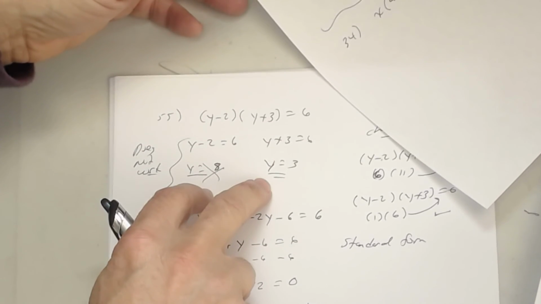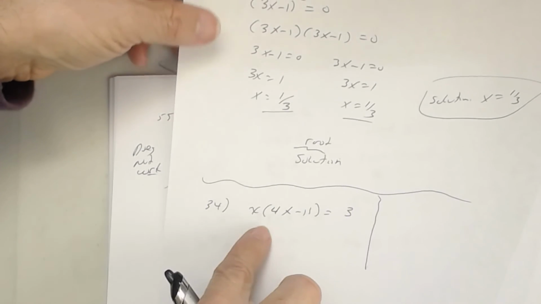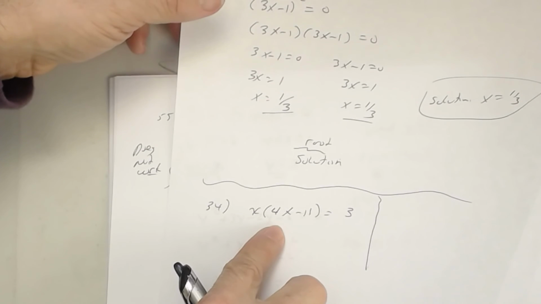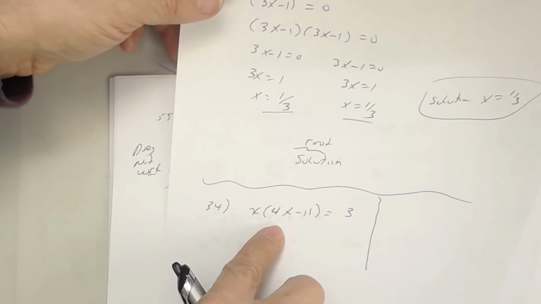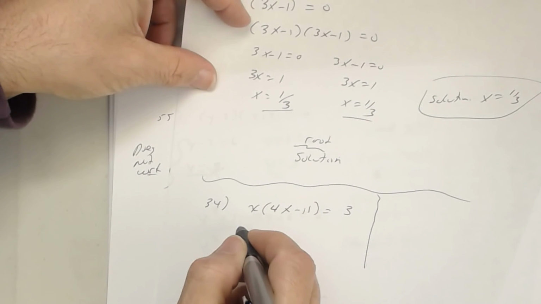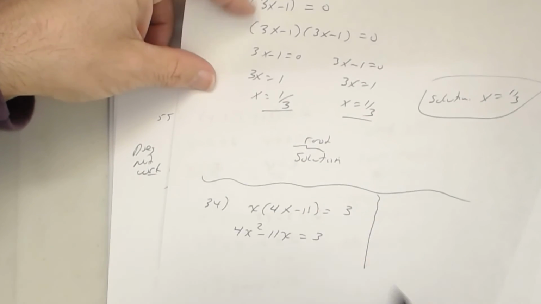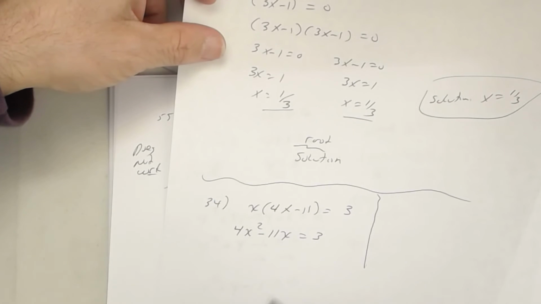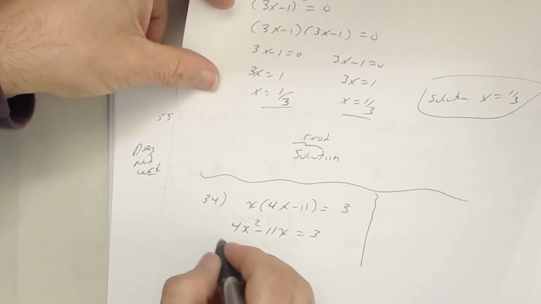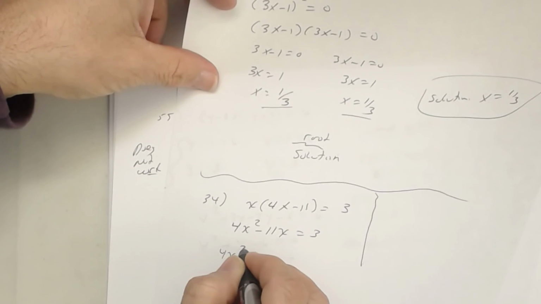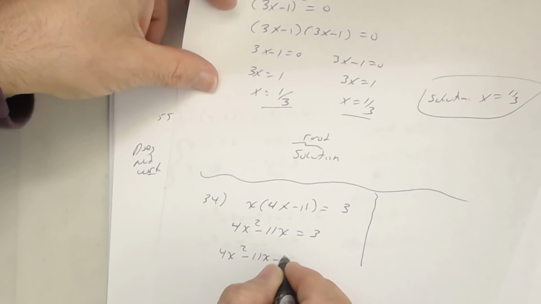FOIL. Here, you're multiplying a monomial by a binomial. So you have to use what method? What property? Distributive property. So I get what here? Minus 11x equals 3. Okay, now let's put it in descending order, in standard form. So what do I write? 4x squared minus 11x minus 3 equals 0.